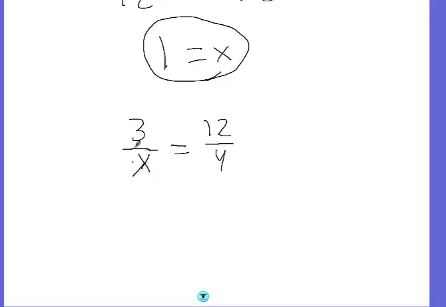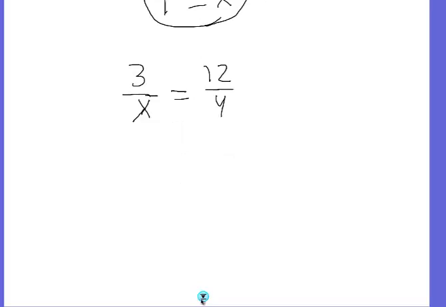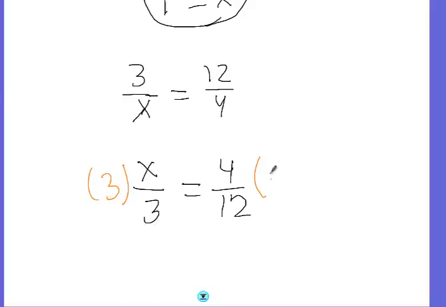Since our x is in the denominator, we want to bring the x to the numerator. Mathematically, we can just flip every single fraction. So 3 over x becomes x over 3. Just take the reciprocal. 12 over 4 becomes 4 over 12. Now we have x over 3 is equal to 4 over 12. Since the 3 is being divided by x, the inverse of division is multiplication, so we multiply both sides by 3.